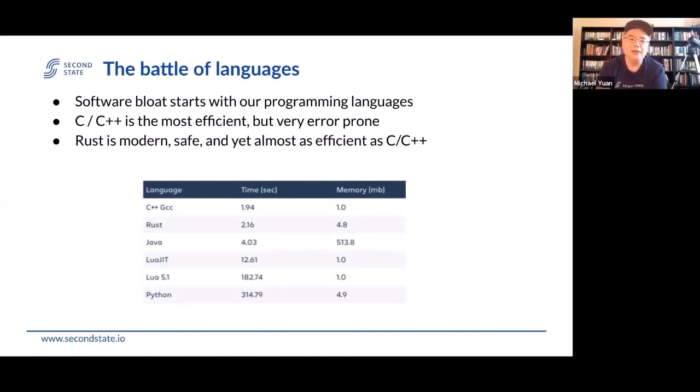Here's a table of the performance of different languages in terms of execution time and the memory they take at runtime. You see that some languages, like Python, are very, very slow, and Java takes a huge amount of memory at runtime. C and C++ can probably be used as a benchmark. They are small and efficient.